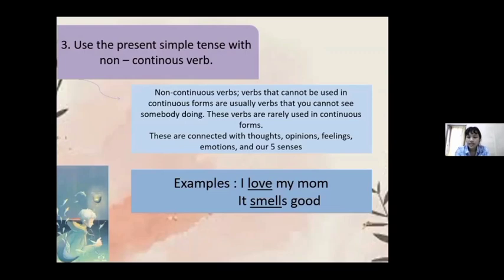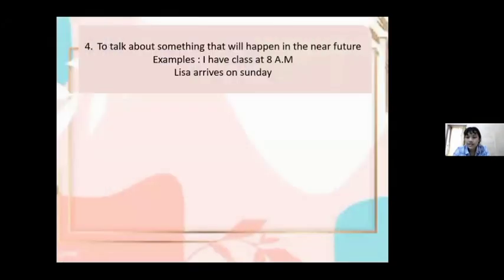The first example is I have class at 8 a.m. That's pretty soon, sehingga saya bisa mengatakan saya memiliki kelas. The second example is Lisa arrives on Sunday. Again, the near future someday. So I use simple present tense and we add an s at the end of arrive because Lisa, the subject, is a she. The fifth function is negative usage of the simple present tense.